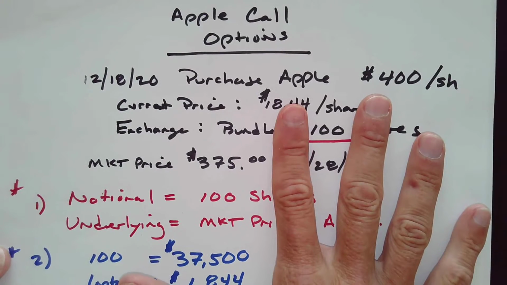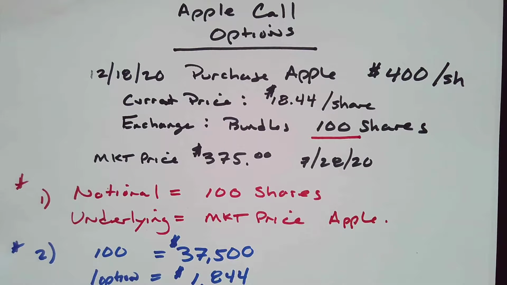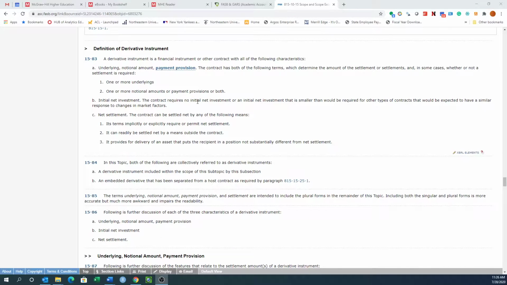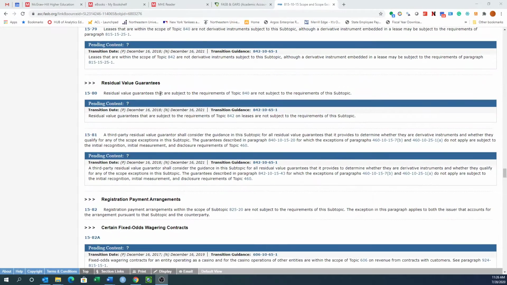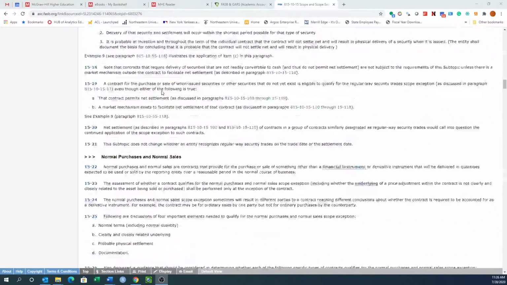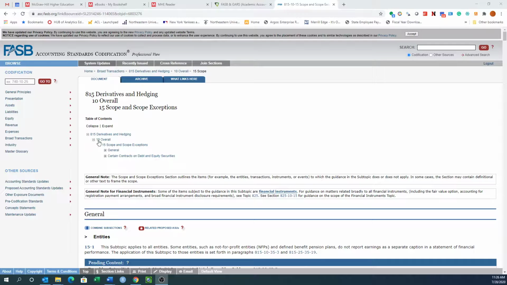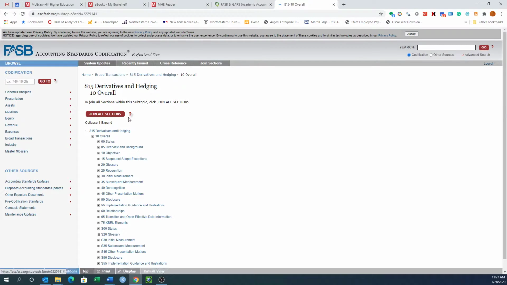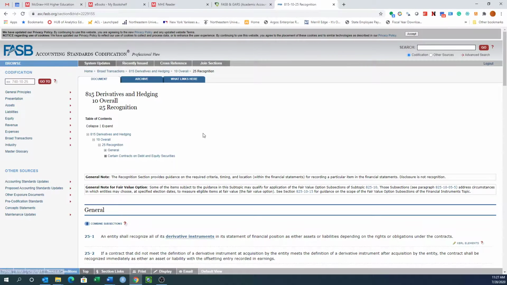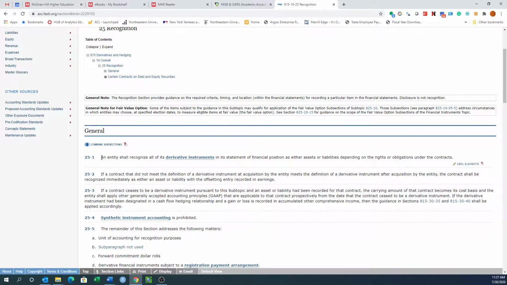What is the accounting under the financial accounting standards, as it's articulated in the accounting standards codification? This is where we left off in the codification, the definition of a derivative. What we want to figure out is what we do as far as initial recognition, subsequent recognition, etc. So let's scroll up to the top, back to the table of contents for the overall, and look at recognition, and at the very first thing.